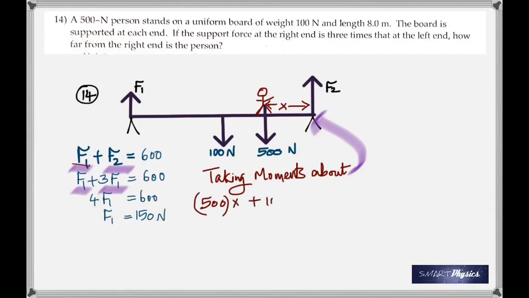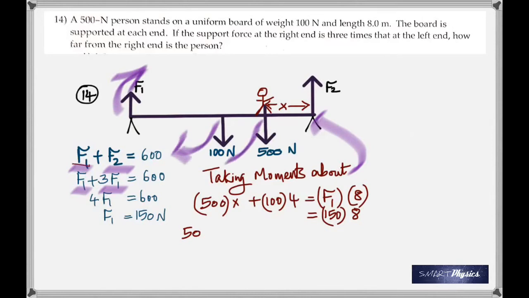That's x. So 500 times x plus 100 times the distance, which is half of the length of the board, which is 4, should be equal to F1 times 8. F1 is 150. Therefore, okay, those are the directions of the torques now, and we're taking the pivot there. Yeah, the arrows show clearly which ones are clockwise and counterclockwise.